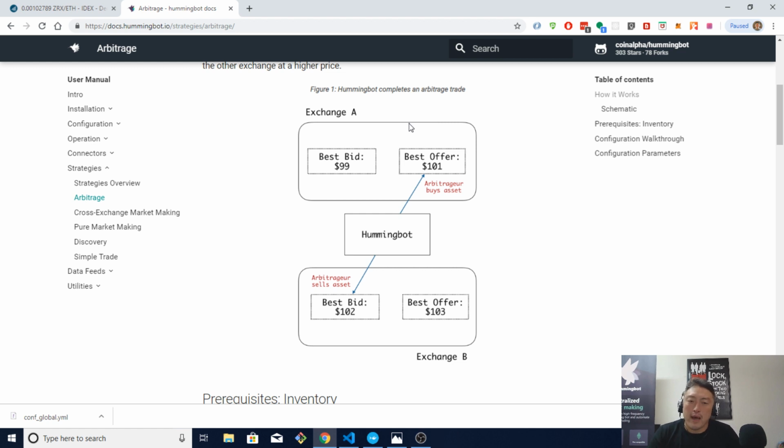So with that, let's go through Hummingbot and let's configure an arbitrage strategy. And I'll show you how to use Hummingbot to set that up.